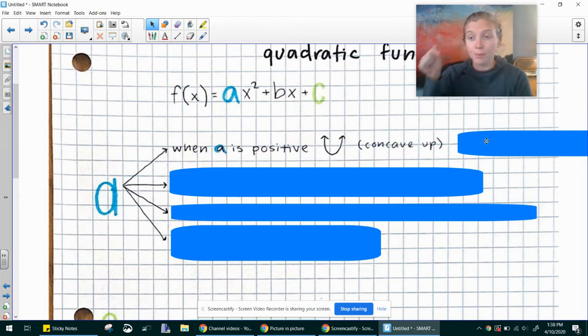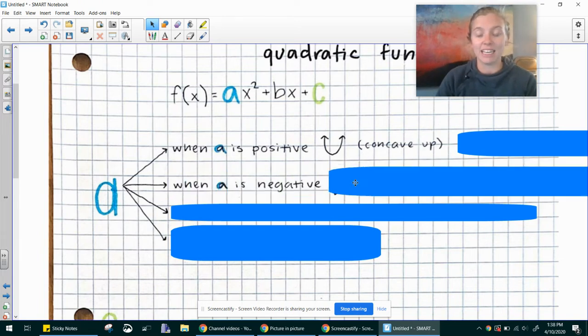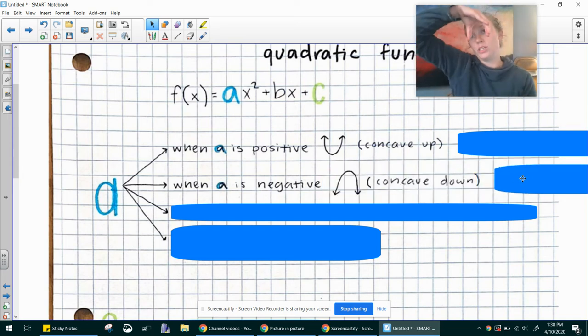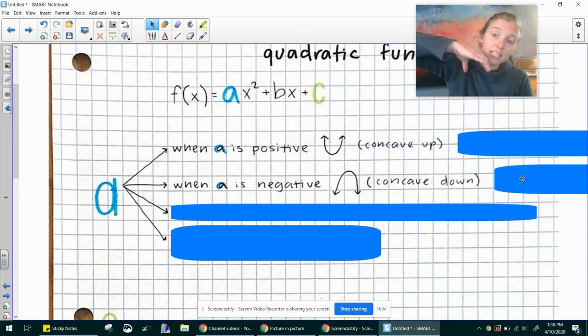We can use our brains in process of elimination to make the conjecture that when a is negative, our graph is concave down. So our U is going to be upside down. The lines that go on to infinity are going to go towards the negative part of our graph. They're going to go down. So when a is positive, our graph will always be concave up. When a is negative, our graph will always be concave down.